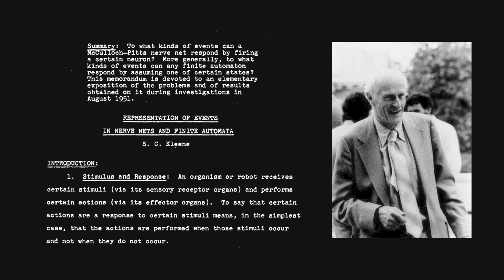And the introduction begins, an organism or robot receives certain stimuli via its sensory receptor organs and performs certain actions via its effector organs. To say that certain actions are a response to certain stimuli means, in the simplest case, that the actions are performed when those stimuli occur and not when they do not occur. That's right. Kleene was actually working on what we would now recognize as AI, and pretty interesting AI. How mechanical and biological systems respond intelligently to sequences of events over time.